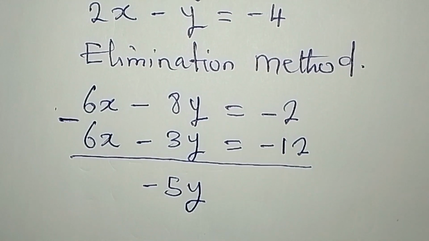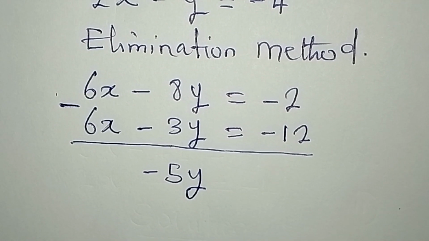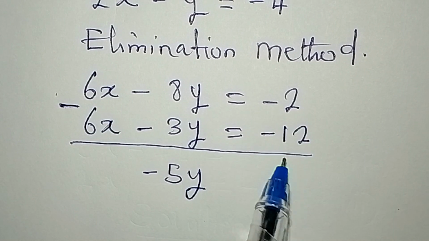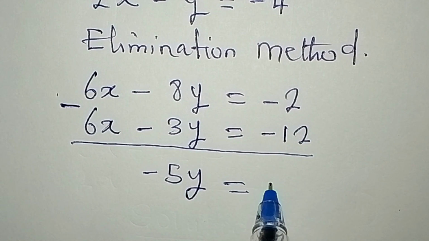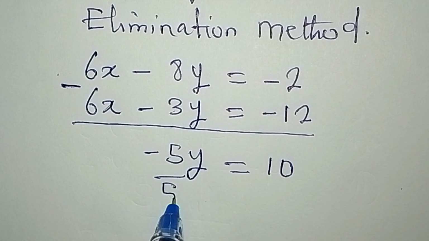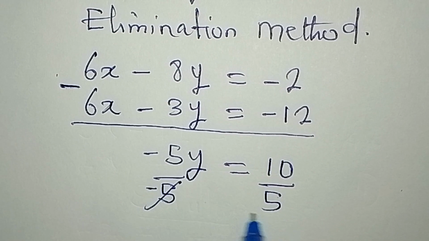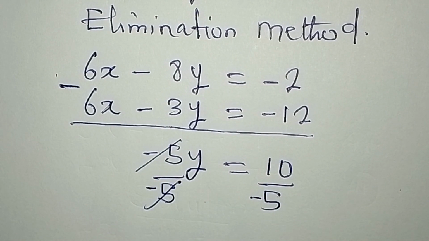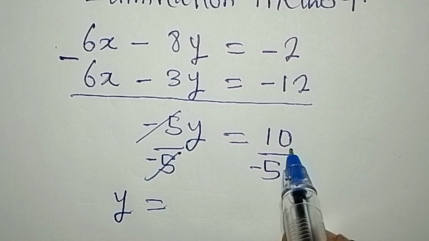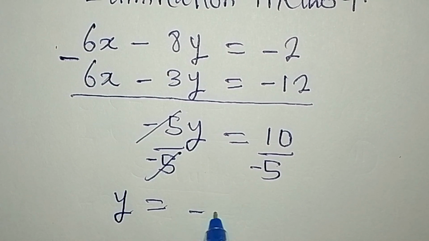This is where the confusion is, so don't let this confuse you. Then we go over to this. Negative negative is positive. So minus 2 plus 12 will give us 10. That is positive 10. Now divide both sides by minus 5. So we have y to be equal to 10 divided by minus 5, and that is minus 2.